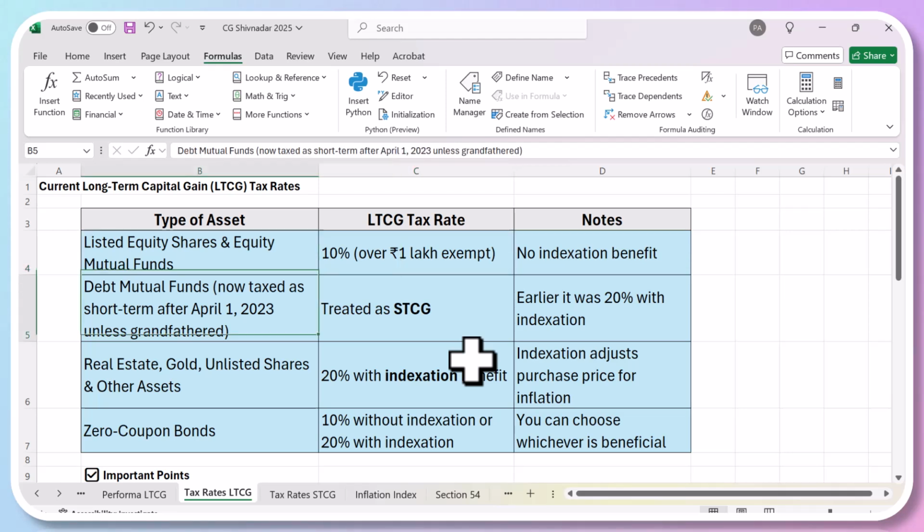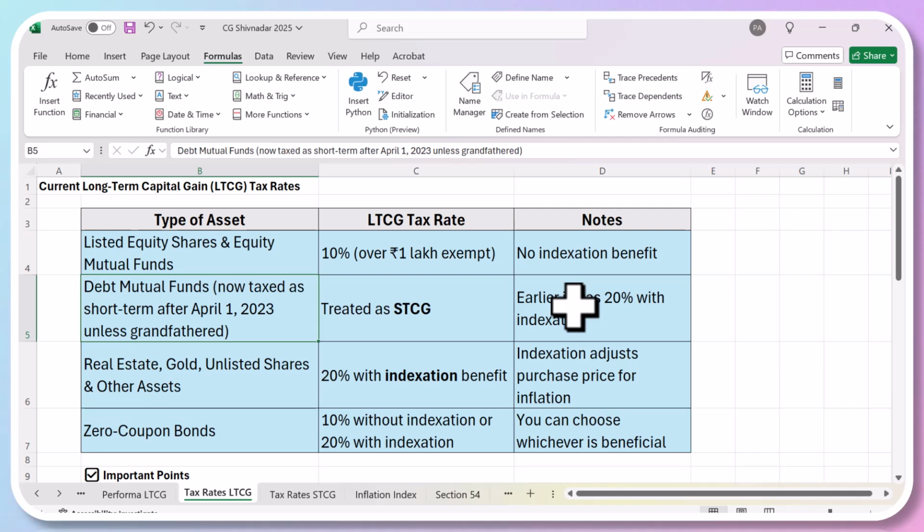Then we have debt mutual funds. Now, because there is no holding period now, if you bought them after 1st April 2023, then they are treated as short-term capital gains. And if you have bought these mutual funds before 1st of April 2023, then they are grandfathered. That means your tax rate is 20% with indexation benefit. This was earlier.